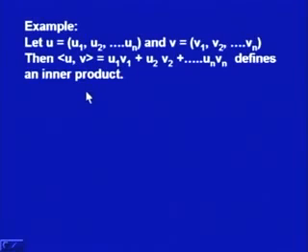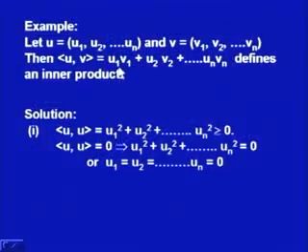Let us take an example. If we have a vector u in Rn as (u1, u2, ..., un) and v as (v1, v2, ..., vn), then if we define ⟨u, v⟩ as u1 v1 plus u2 v2 plus ... plus un vn, it defines an inner product.